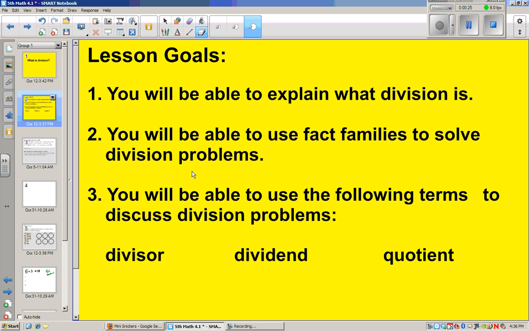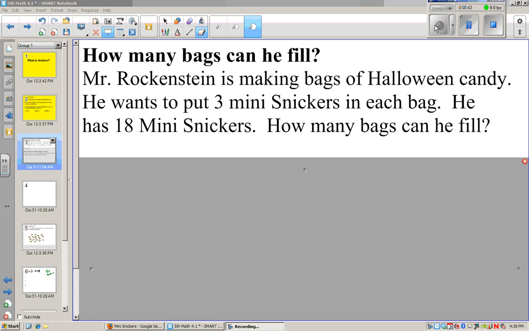We've got three goals. First is you will be able to explain what division is. That's answering that first question. Two, you will be able to use fact families to solve division problems. And three, you will be able to use the following terms to discuss division problems. And those terms are divisor, dividend, and quotient.